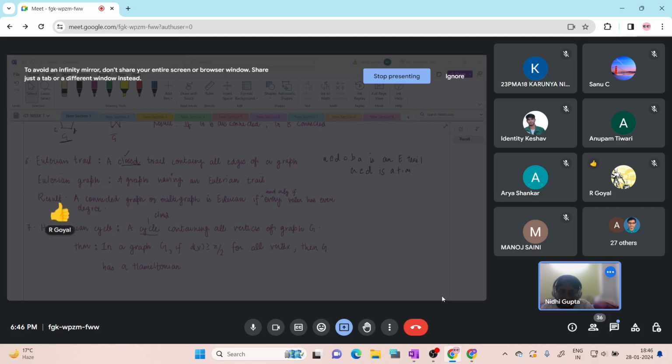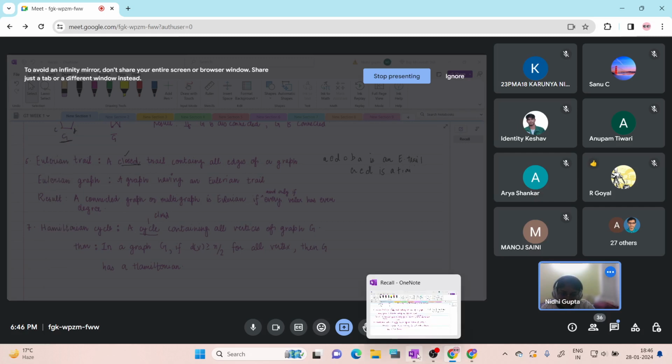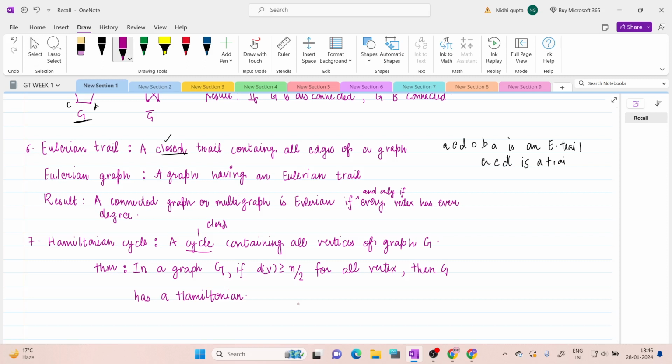Okay, so now we have a sufficient condition for a Hamiltonian graph. If the degree of each vertex is greater than or equal to n/2, then we say that G has a Hamiltonian cycle, or G is a Hamiltonian graph. But unlike the Eulerian condition, this is not a necessary condition.